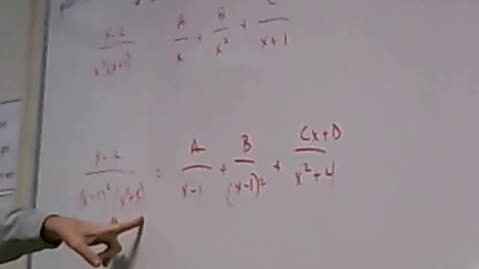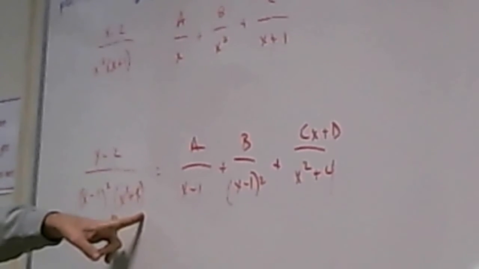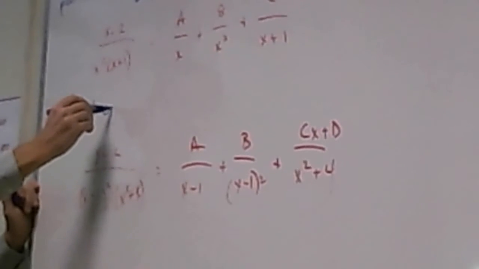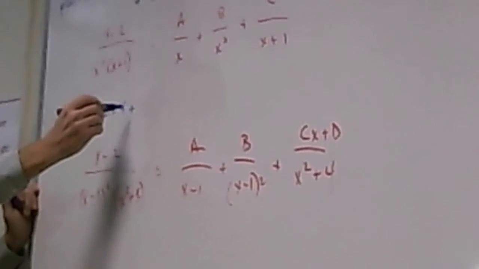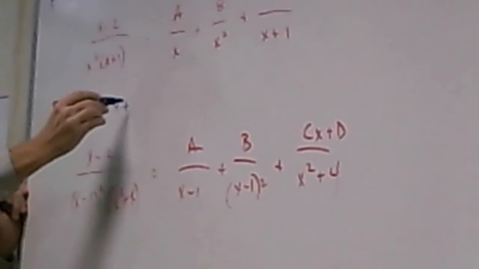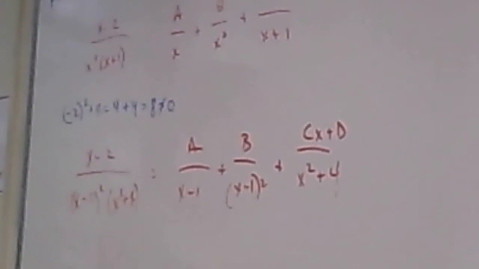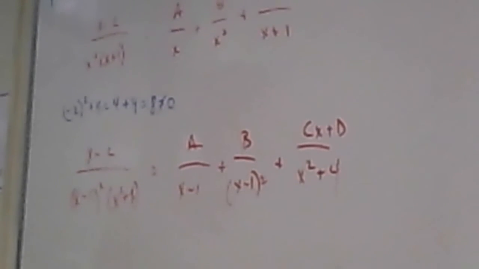This, what are the roots of x squared plus 4? What makes that equal to 0? 2 squared is 4, plus 4 is 8, not 0, right? You can't get 0 unless you use complex numbers. Plus or minus 2i are the roots there. So it doesn't have any real roots.